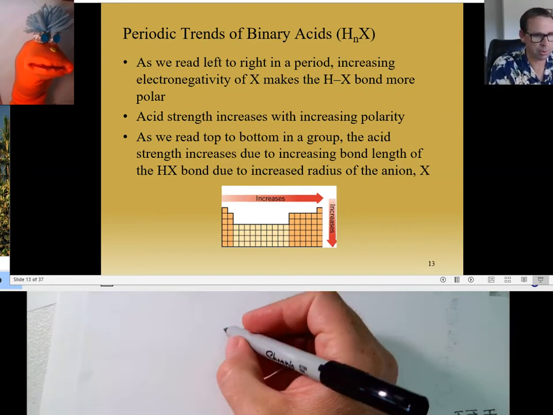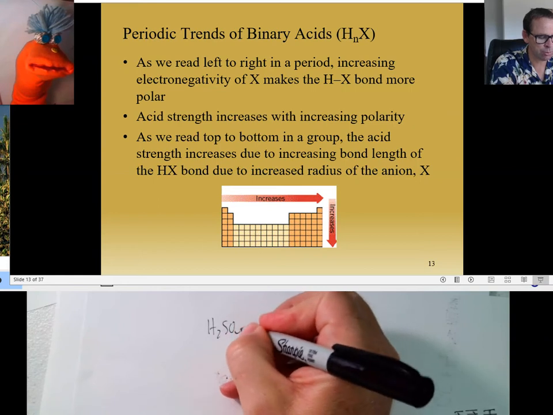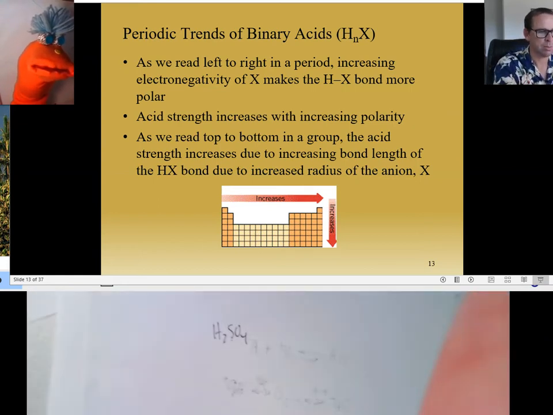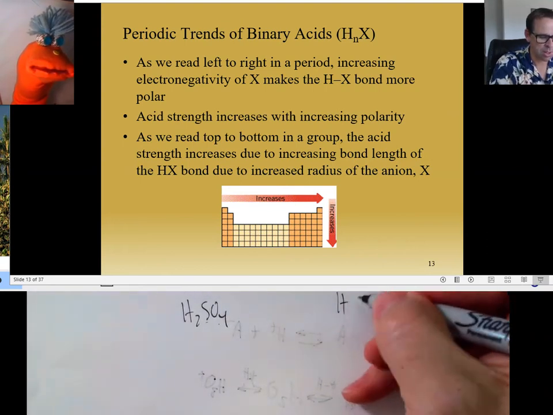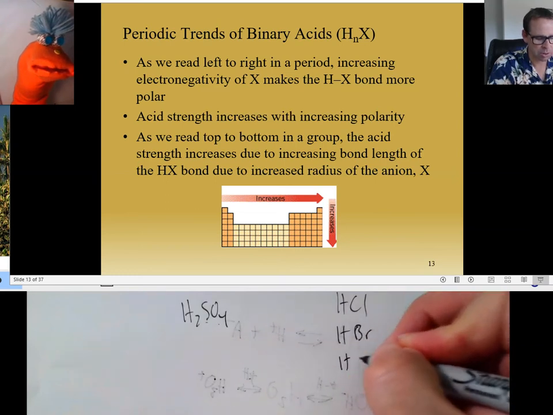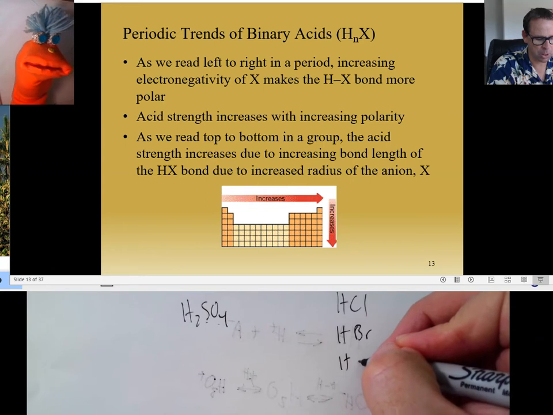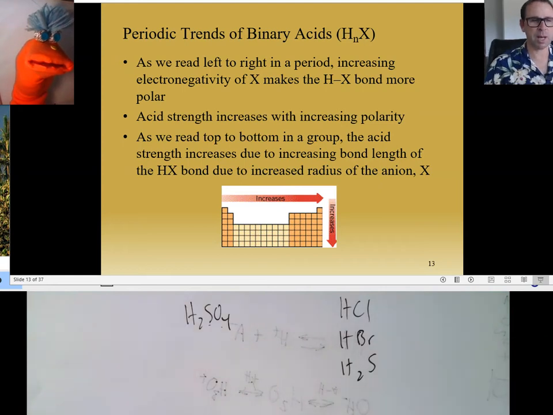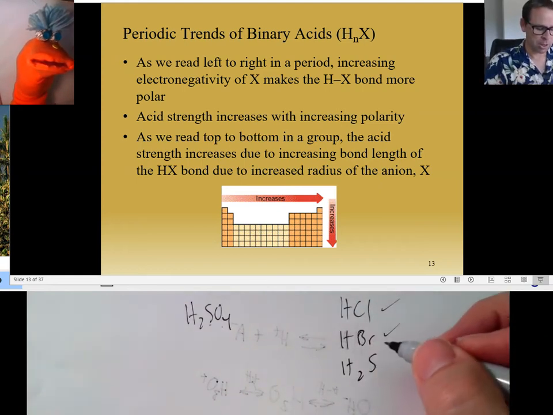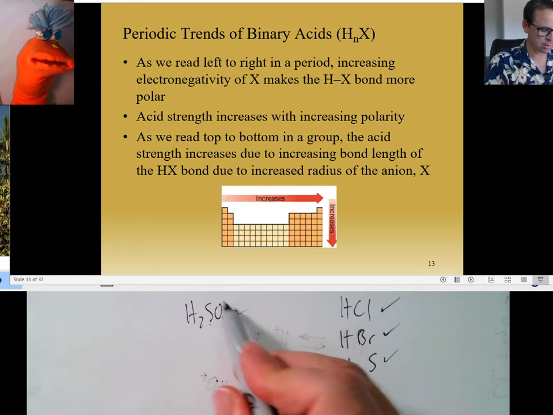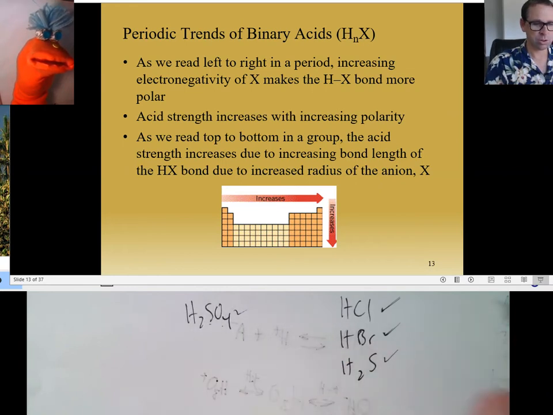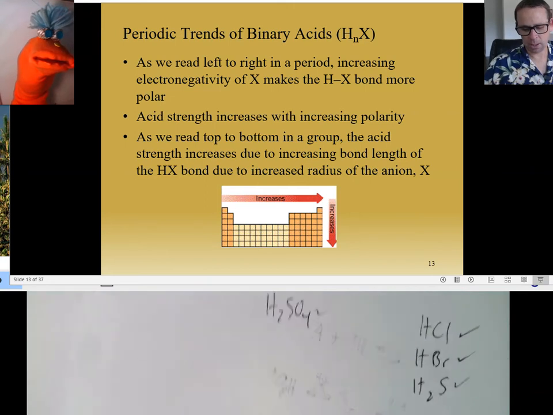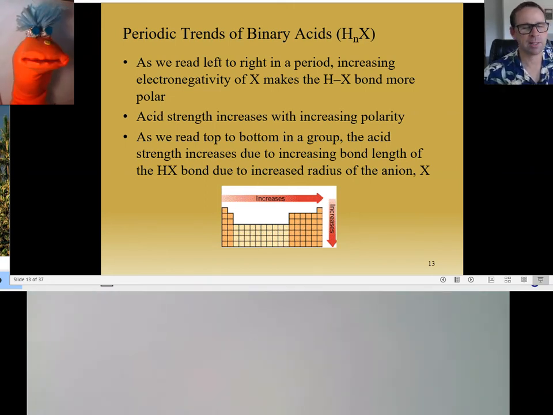An oxoacid, H2SO4 for example, contains two different kinds of elements besides hydrogen, but a binary acid would contain just one other kind of element besides hydrogen, like HCl, HBr, H2S, right? So all of these are examples of binary acids, and they're named differently than oxoacids. Hydrochloric, hydrobromic, hydrosulfuric. Sulfate goes to ic, sulfuric, so sulfuric acid, right? If you forgot how to name acids, you can go back and remember how to name those acids.